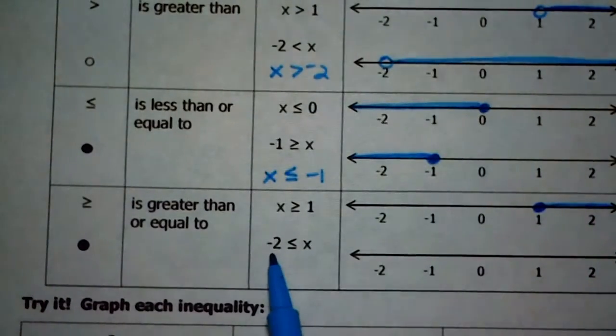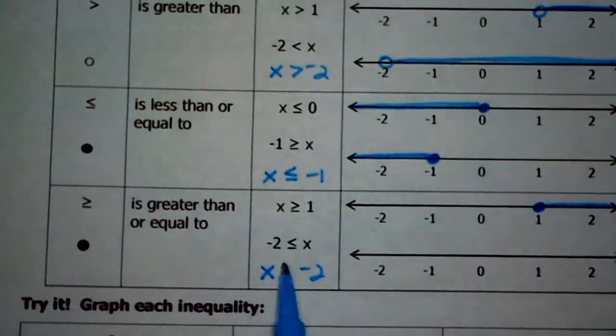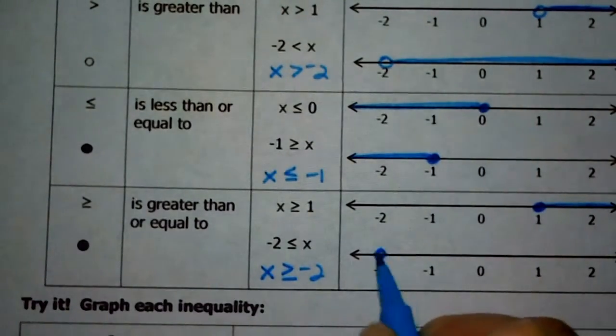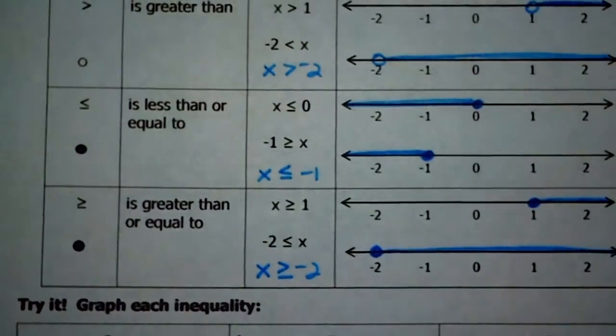And with this one, this says -2 is less than or equal to x. Again, it's easier to understand if x is on the left. So I'm still comparing the x and the -2. And when I rewrite it, I want to make sure it stays open to the x just like it was in the original. So if -2 is less than or equal to x, that means that x is greater than or equal to -2. And that's what we want to graph. So x can be -2, and it can also be all the values greater than that.